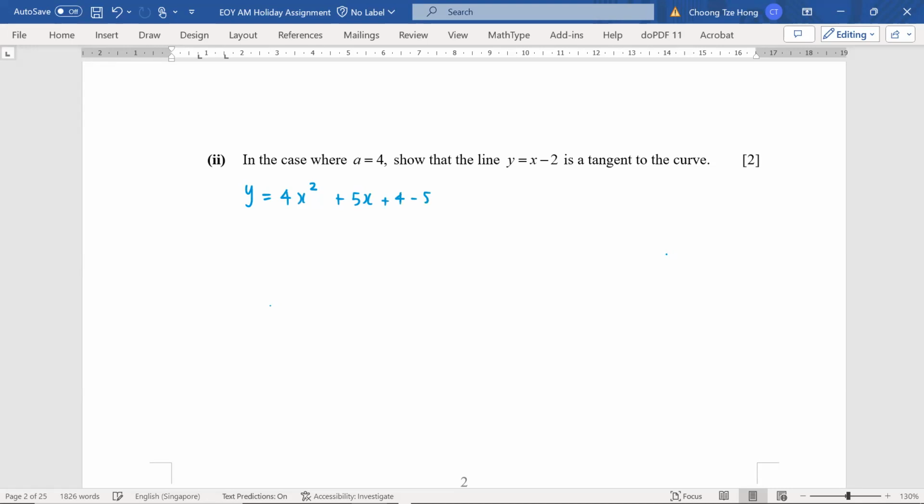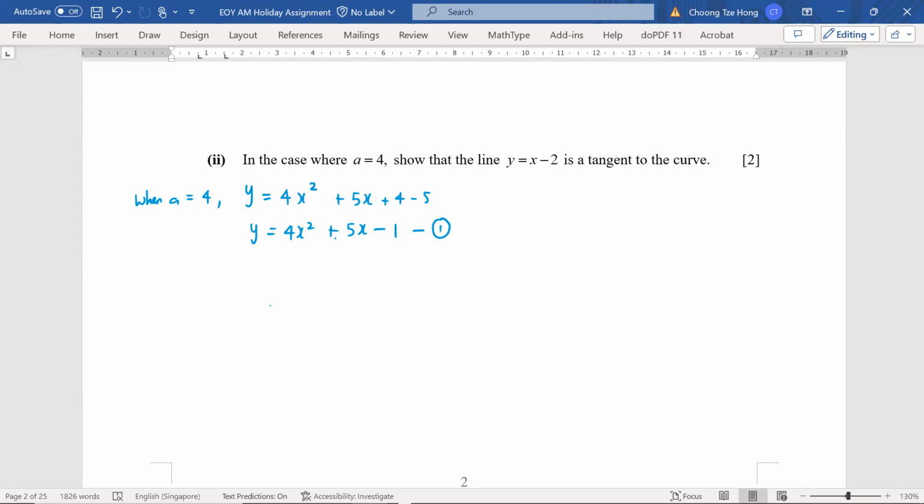Maybe I'll just write an extra step over here. This is when a equals 4. So the equation will become 4x squared plus 5x minus 1. I'm going to call this equation 1. Now we need to show that this curve is tangent to the line y equals x minus 2, or rather that the line y equals x minus 2 is a tangent to the curve.